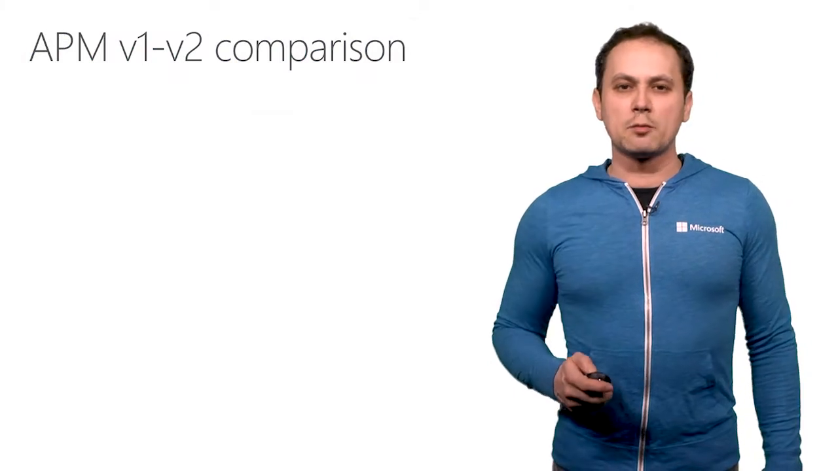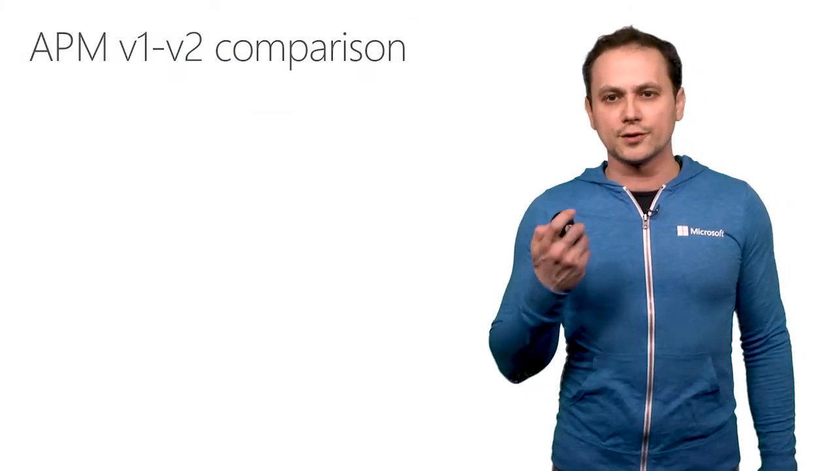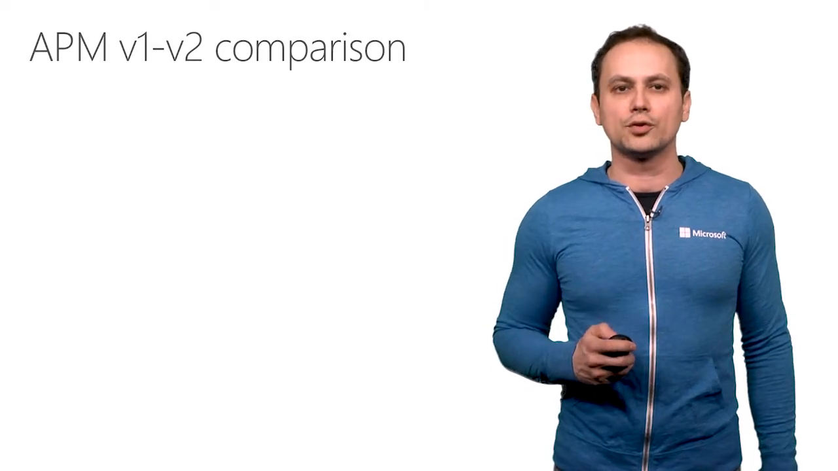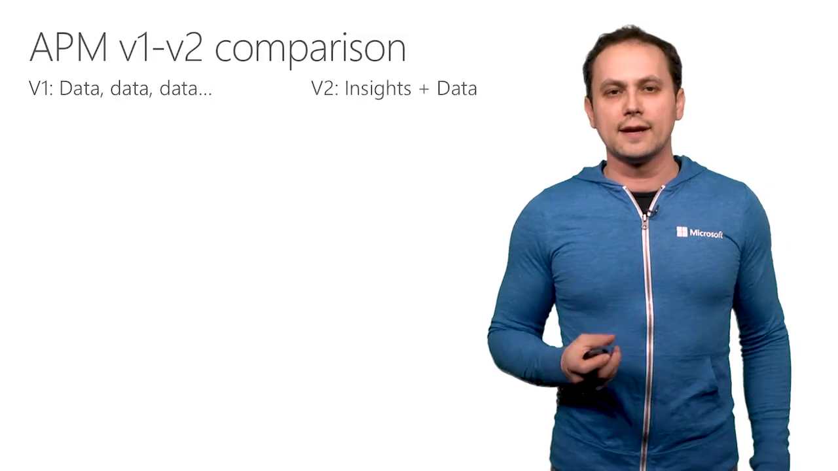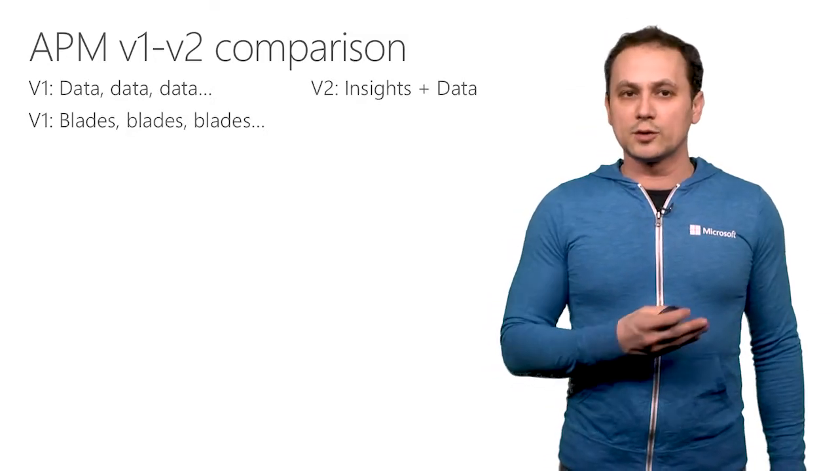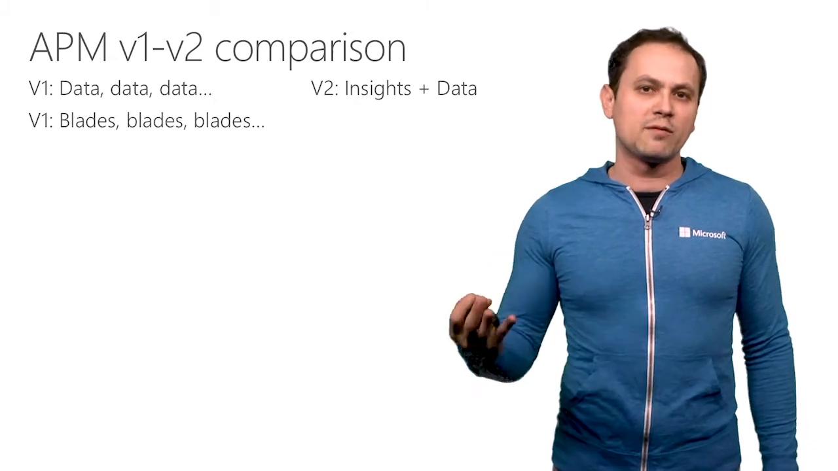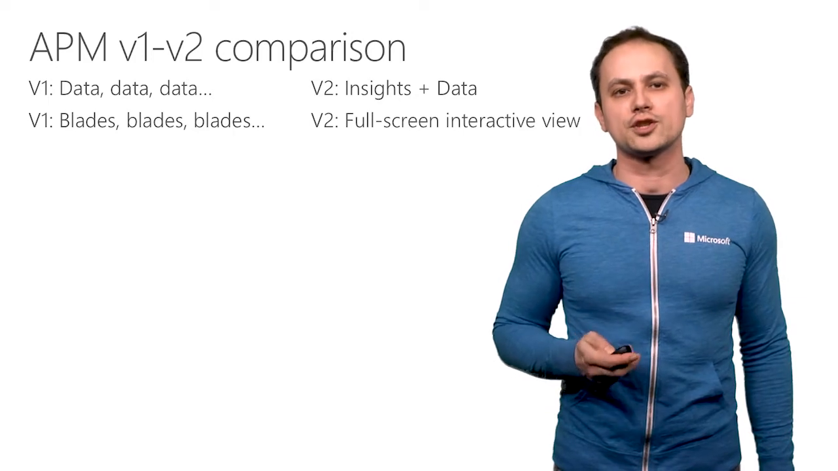Great, so now that we've seen a demo of APM v2, let's actually look at the comparison of v1 to v2, so you see all of the key points that we brought to you with this improvement. v1, we used to show lots of data. In v2, as I said, it's now all insights and then data to back it up. v1, it was a blade fatigue experience, sometimes up to 5 blades deep, and in v2, we have a single full-screen interactive view for all of your triage needs.